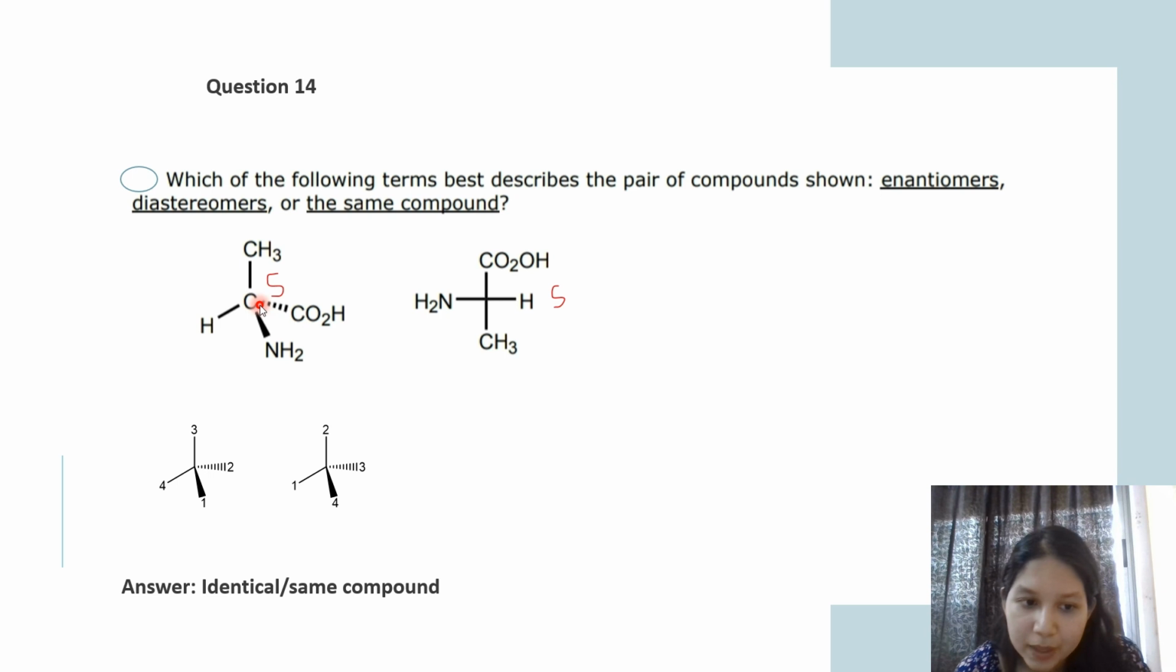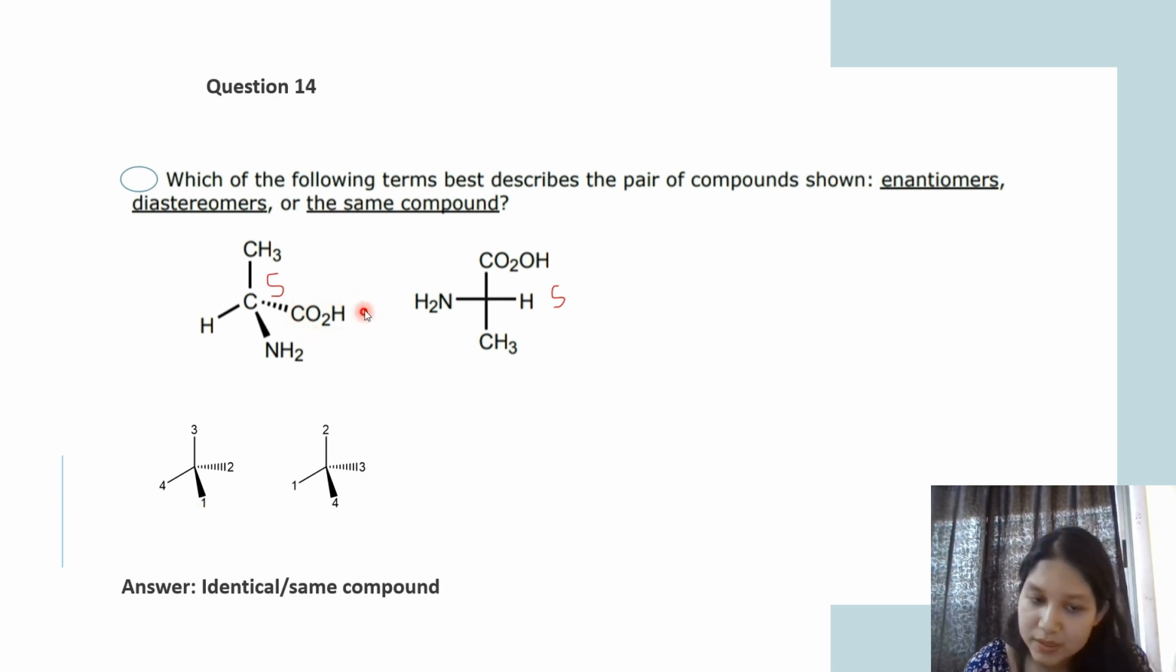For the first compound, we have the priority groups assigned in this fashion. Nitrogen has a higher atomic number than carbon and hydrogen, so this will definitely be the first priority group. The first priority group is arranged above the plane towards us. So here we have written the number 1.